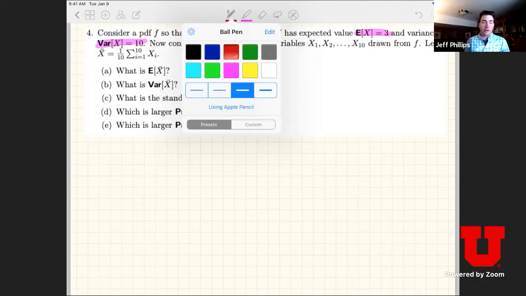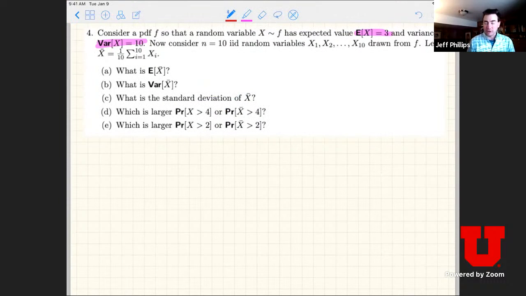So this is a central limit theorem question, right? And what we know is on the average, we preserve the expected value. So this will be exactly 3. And the variance gets divided. This is going to be var of x divided by the number, 10. So this used to be 10, and now this is going to be equal to 1 when we talk about that average thing, because the variance gets smaller as we average more things together.